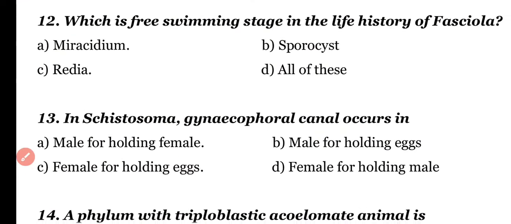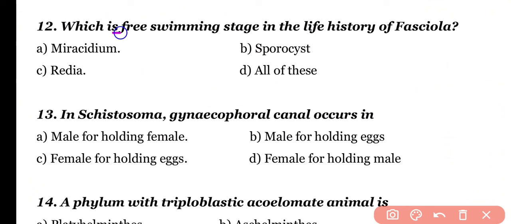Question number twelve. Which is the free swimming larval stage in the life history of Fasciola? Miracidium, Sporocyst, Redia, all of these. Correct answer is option A. Free swimming larval stage in the life history of Fasciola hepatica is Miracidium. It has cilia for movement.